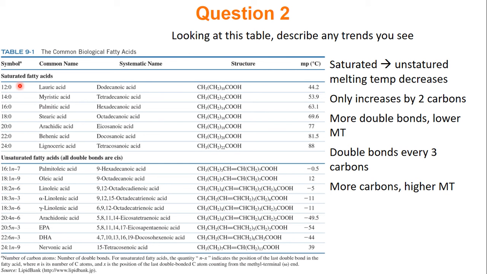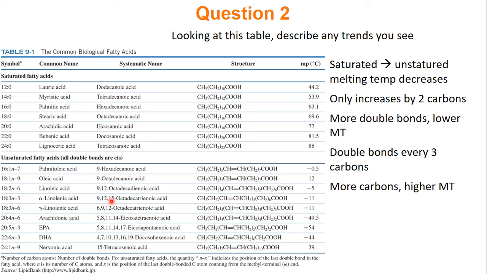Our next trend, as we look at our fatty acids, is they always increase by 2 carbons: 12, 14, 16, 18, 16, 18, 20, 22, 24. So the common biological fatty acids are always units of 2 carbons. All right, more double bonds lower the temperature. So let's compare 18:1, 18:2, 18:3. Same number of carbons, different number of double bonds, and every time we add a double bond, we lower the melting temperature.